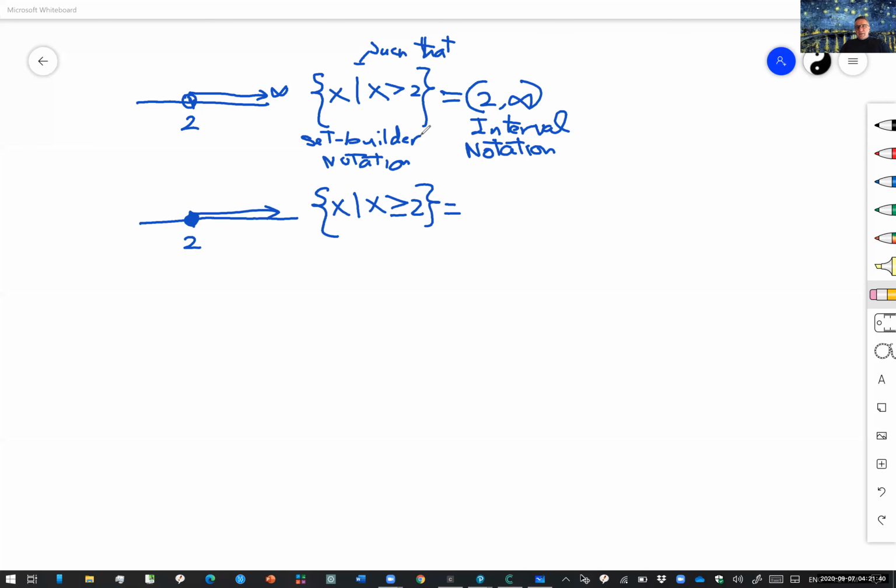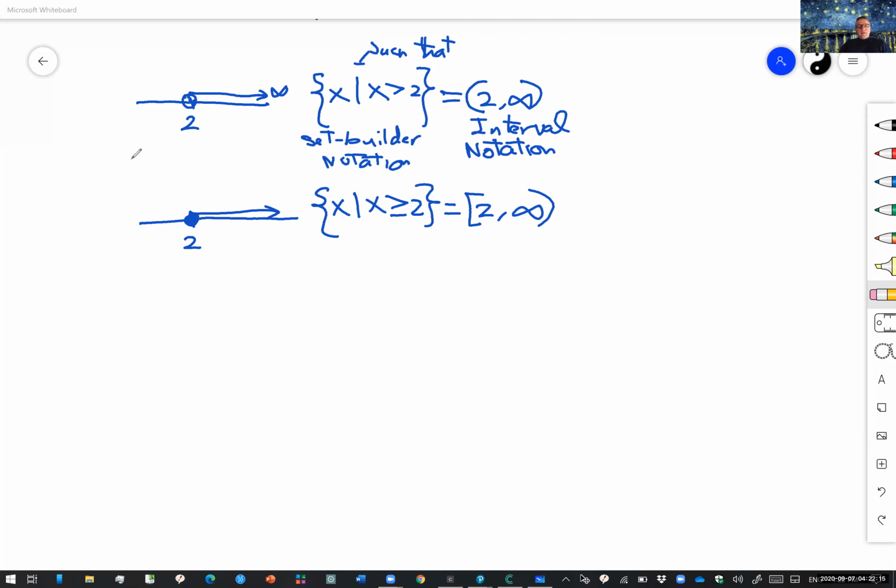Instead of having parentheses 2 comma infinity, we're going to have what? Bracket 2 comma infinity. Now remember, you never put a bracket to the right of infinity or to the left of negative infinity, because you only put a bracket if you're including a number. And infinity is not an actual number, so we don't include it. So that's always going to have a parenthesis next to it. But the 2 we want to include.